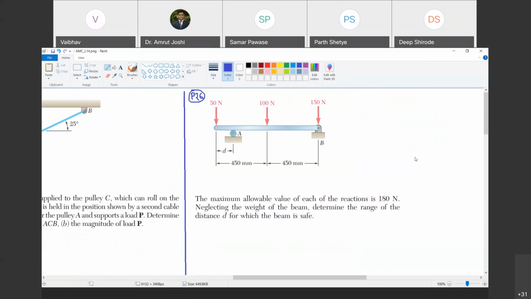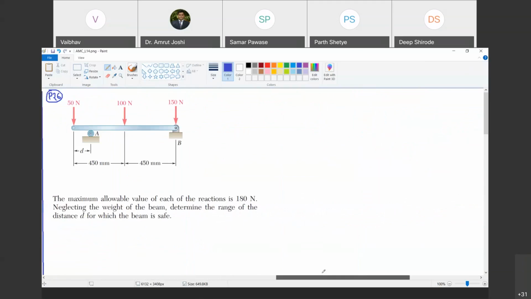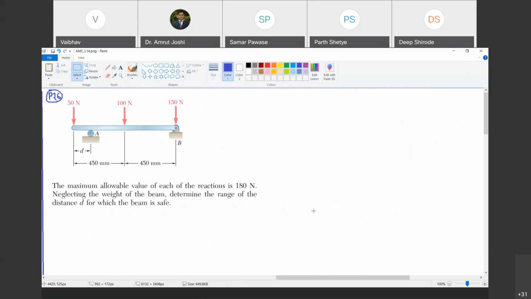Can you read the problem statement, Vaibhav? Yes, sir. The maximum allowable value of each of the reactions is 180 newtons. Neglecting the weight of the beam, determine the range of the distance d for which the beam is safe. Right, so now see what data is given. You have been given three forces, 50 newtons, 100 newtons and 150 newtons, acting at a distance 450 mm apart. Do you agree with me?